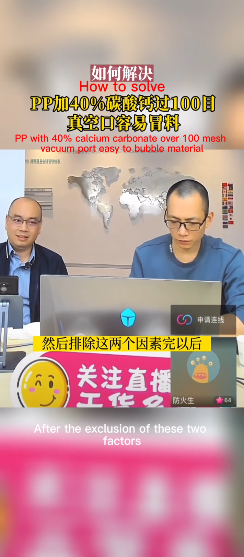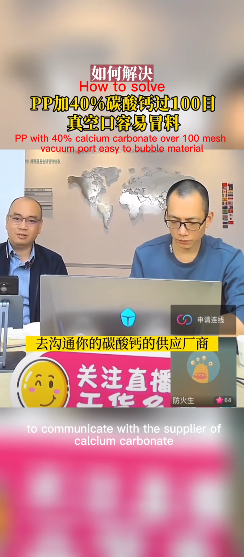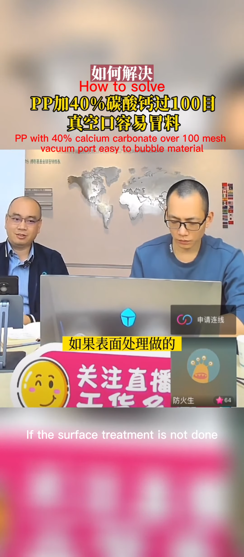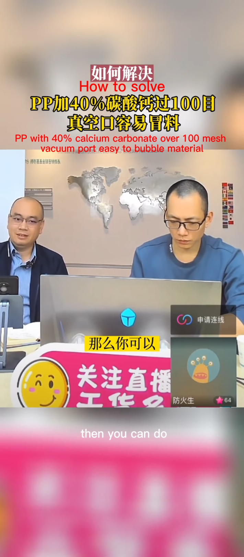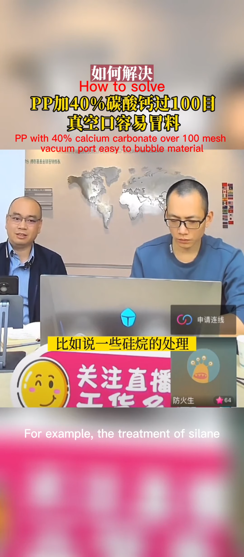After the exclusion of these two factors, if the problem has not been solved, then it is necessary to communicate with the supplier of calcium carbonate about whether the surface treatment was done properly. If the surface treatment was not done very well, then you can do a surface treatment test yourself. For example, the treatment of silane.